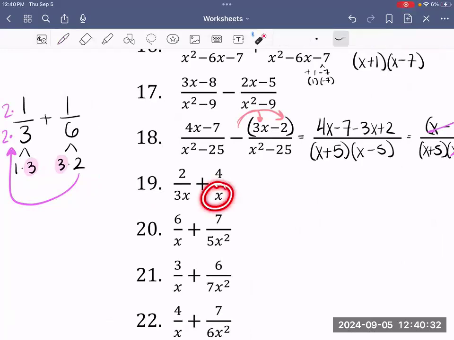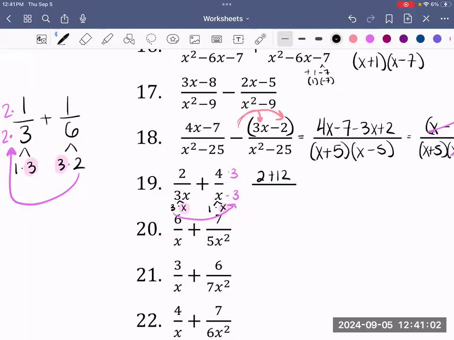Same idea here. This x matches this x. This one is just 3 times x, and this one is just 1 times x. So your x values here match, but your coefficients don't. In other words, this one needs a 1, which 1 doesn't really matter so much, but the other one needs the 3. So we're going to multiply this side by 3. What you do to the bottom, you do to the top. So you're now left with 2 plus 12 all over your common denominator of 3x. 2 plus 12 is 14 over 3x.